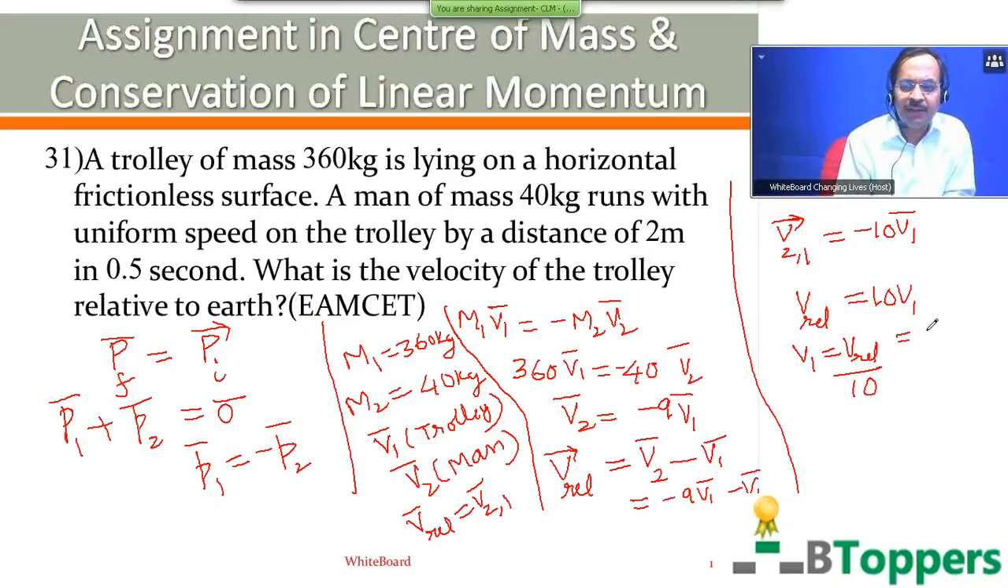The magnitude of the relative velocity is equal to 2 meters by 0.5 seconds. It is given that the man walks a 2 meter distance on the trolley in 0.5 seconds. That means the distance of 2 meters is covered by the man relative to the trolley in 0.5 seconds. So the magnitude of the relative speed of the man with respect to the trolley is equal to the distance covered by the man relative to the trolley divided by the time interval. So V1 equal to 0.4 meter per second.